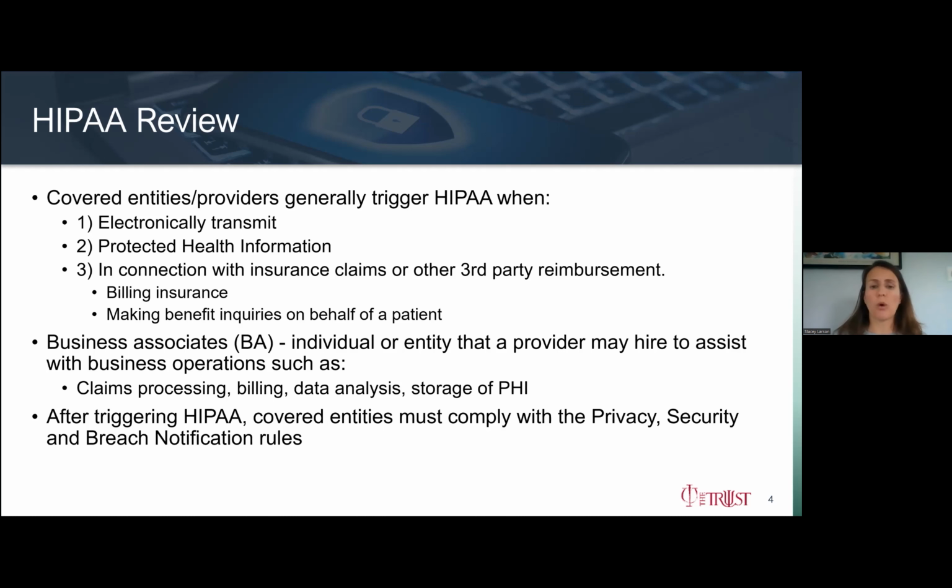When that comes in, you're going to want to get a business associate agreement, which we did talk about a little in our previous ones. That's just an agreement that the business associate that you've hired will follow HIPAA rules as well as you. And if there are any notifications or breaches that happen on the business associate side, they will notify you so that you can notify your patients. And again, after triggering HIPAA, covered entities must comply with the privacy, security, and breach notification rules.